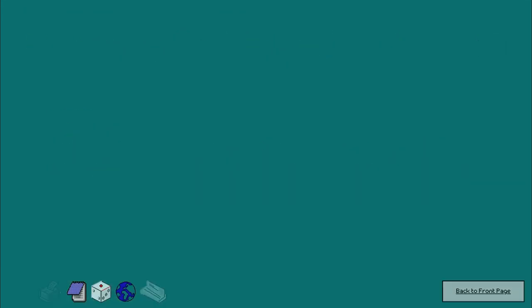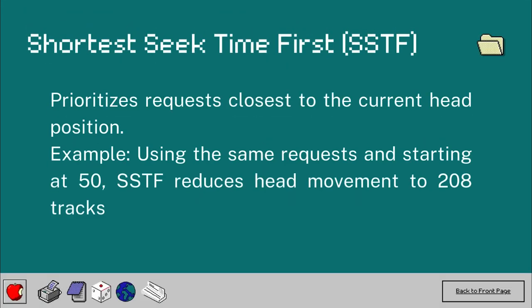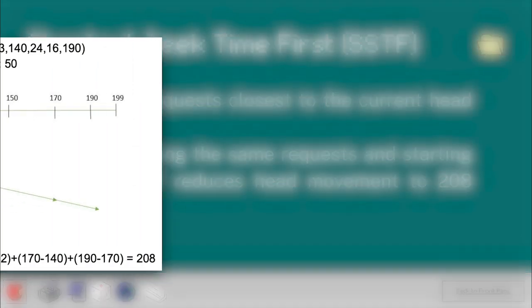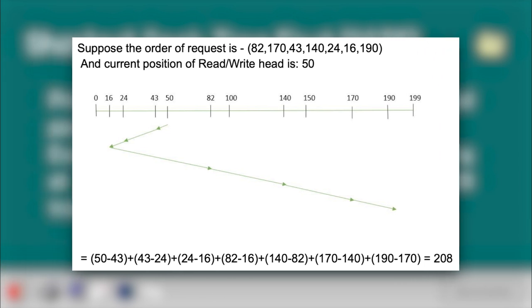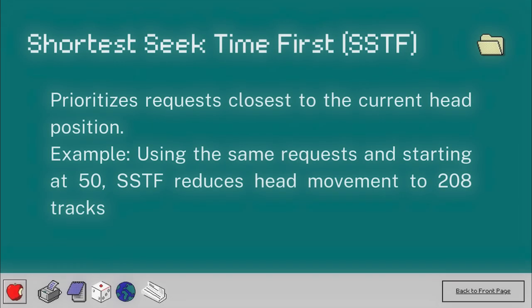Next, we have shortest seek time first. This prioritizes requests closest to the current head position. For example, using the same requests and starting at 50, shortest seek time first reduces head movement to 208 tracks. It has faster response times and improved throughput. However, it can cause starvation for distant requests and has a high variance in response times.